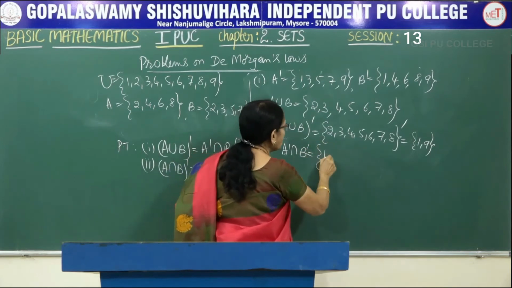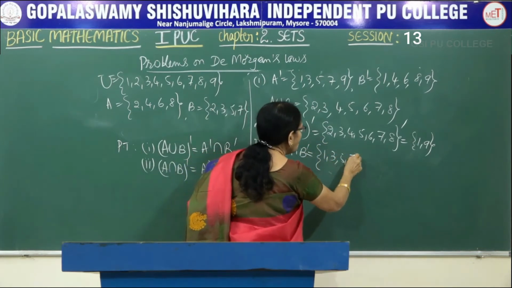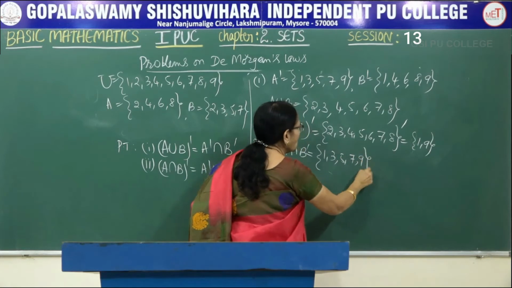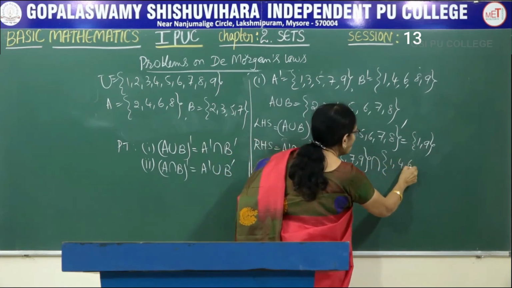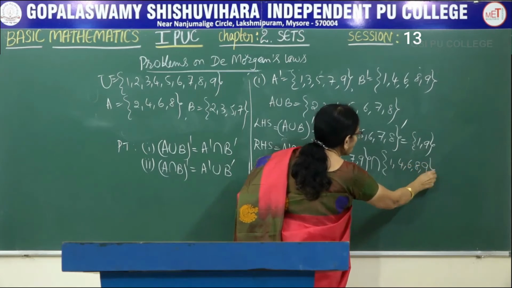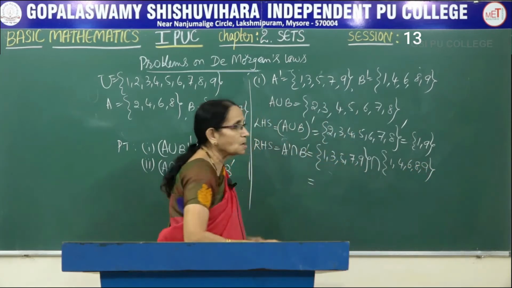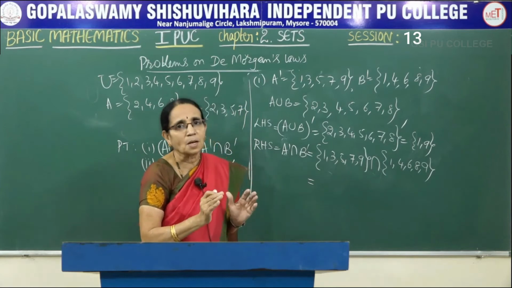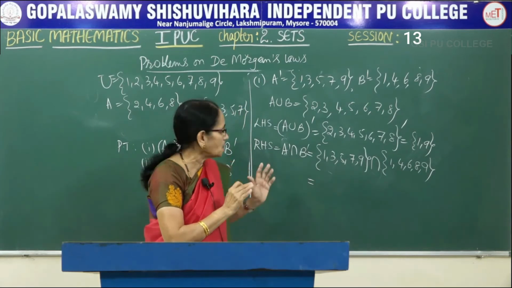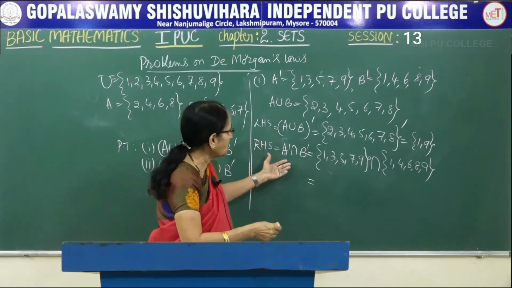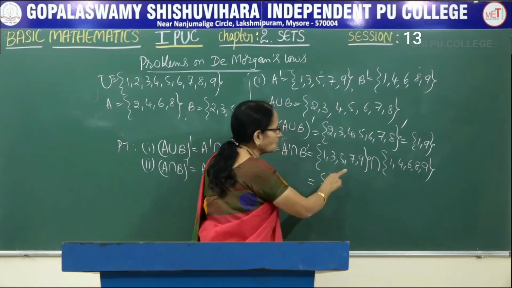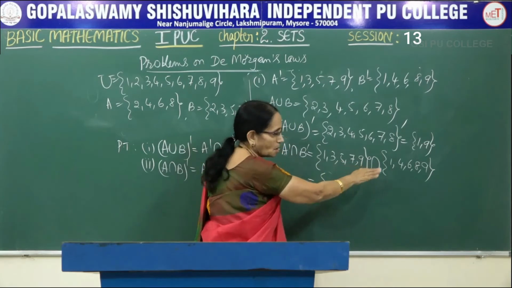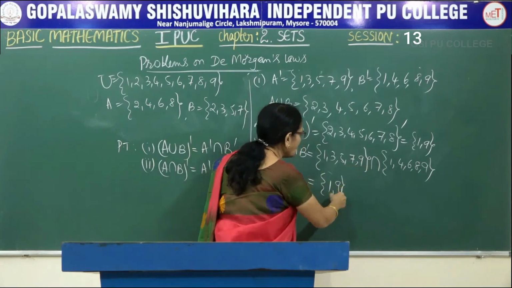Already we have calculated A dash and B dash. Let me write the elements again. Intersection: 1, 4, 6, 8, 9. What do you mean by intersection? We have to take those common elements which are present both in A dash and B dash. What are the elements? 1 is present, and then 3, 5, 7 they are not there, and another element is 9.